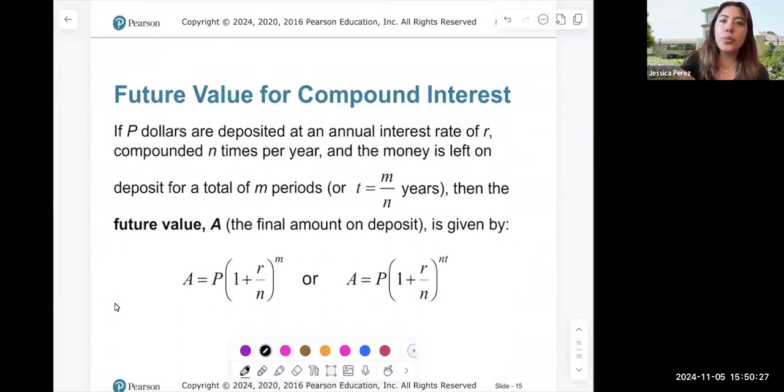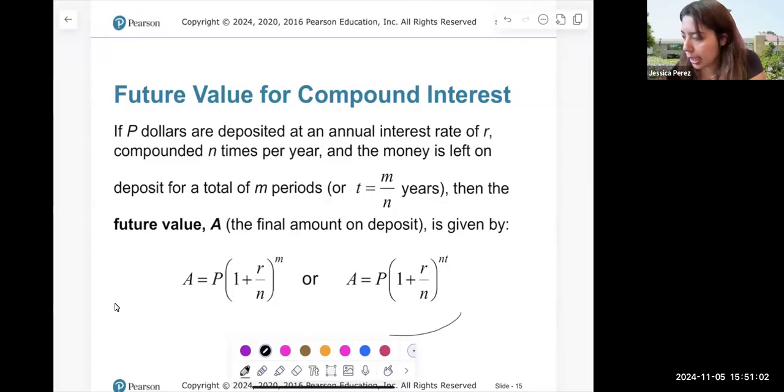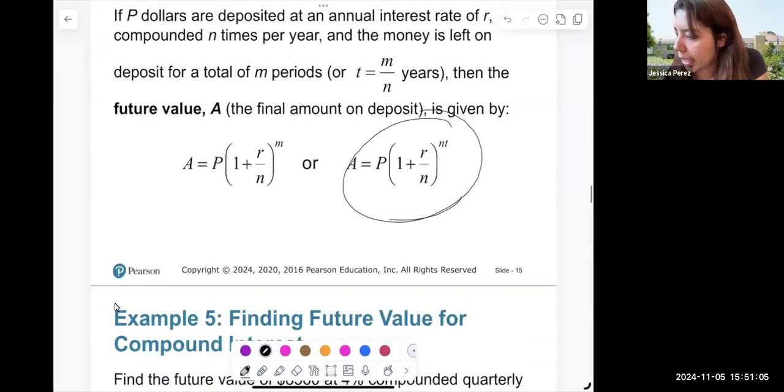Now let's look at this example. When we're looking for the future value for compound interest, if P dollars are deposited at an annual interest rate of R compounded N times per year, and the money is locked in the deposit for M periods of time, where T becomes M over N years, then the future value A is given by this formula: A equals P times (1 plus R over M) raised to the M, or A equals P times (1 plus R over N) raised to the NT.